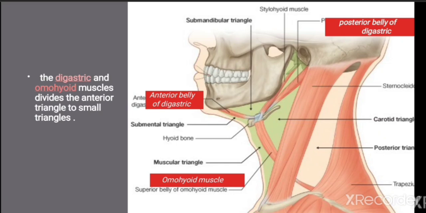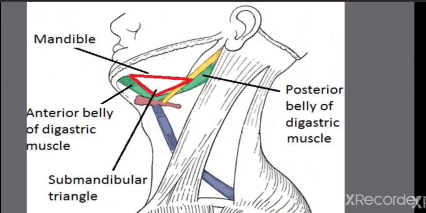This anterior triangle has been further subdivided into different triangles with the help of the digastric and the omohyoid muscles. There are two bellies of the digastric muscle, that is why it is named digastric. This is the anterior belly and this is the posterior belly. So the posterior belly and the anterior belly of the digastric muscle, and this omohyoid muscle, divide this triangle into 4 triangles. Here we can see the digastric muscle and the omohyoid muscle clearly.